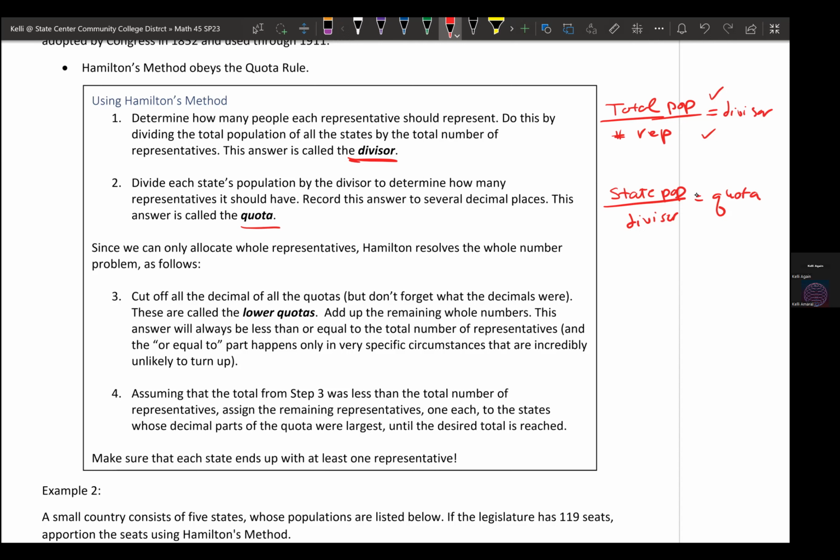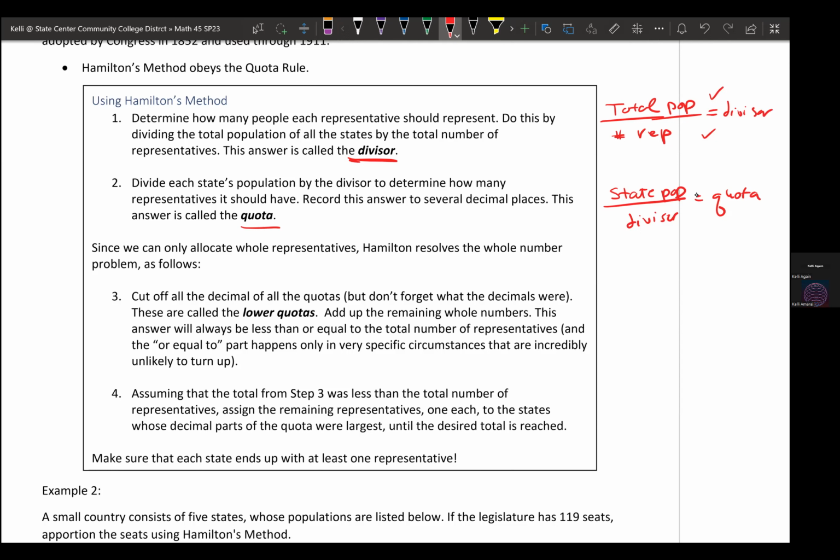And Hamilton's method says this is how we're going to do it. So you take all the quotas and you just get rid of all the decimals, right? Don't forget them. You have to keep track of them, but you just get rid of them and have a list of just the whole numbers, right?